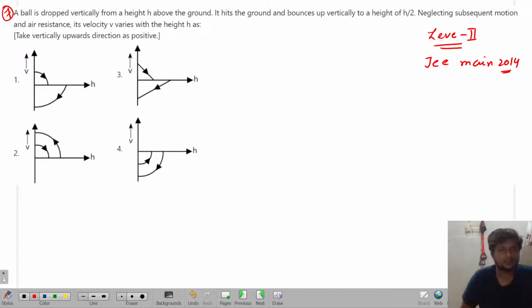It's a really nice question. A ball is dropped vertically from a height h above the ground. It hits the ground and bounces up vertically to a height h by 2. Neglecting subsequent motion and air resistance, its velocity varies with respect to height.